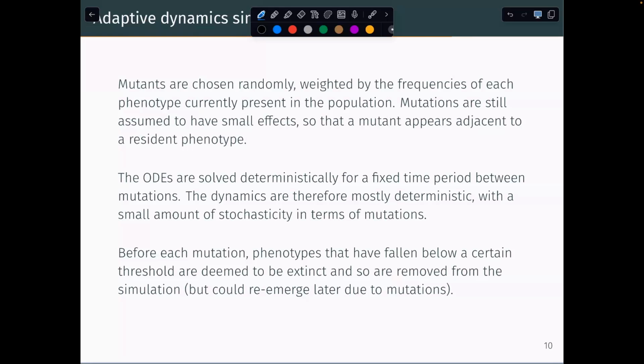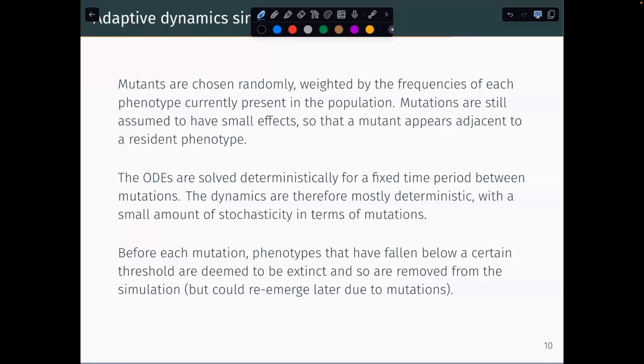Because we've discretized this phenotype, suppose there are 100 different trait values that are possible, and you start on trait value 50. When you introduce a mutant, it can only be adjacent to the ones there. So maybe it could be at index 49 or index 51. Okay. So we're assuming local mutations, even though they're not very, very small now. We solve those ODEs, like I say, for a fixed time period. We're not letting t go to infinity now. We just do it for a fixed time period.